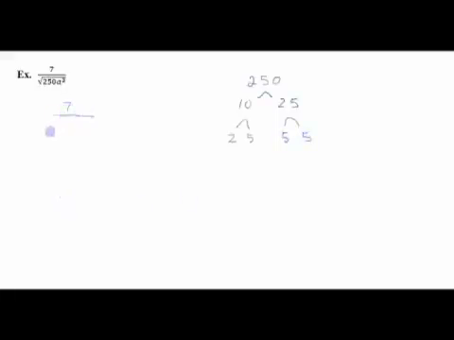Here I have another that looks quite difficult, but we can just break this down. 250 is 10 times 25. 10 is 2 times 5, and 25 is 5 times 5. So I really have a 7 over the square root of 5 cubed times 2 times a cubed.